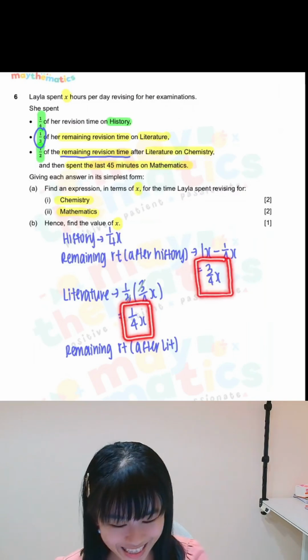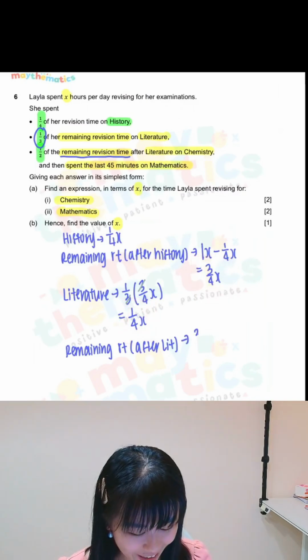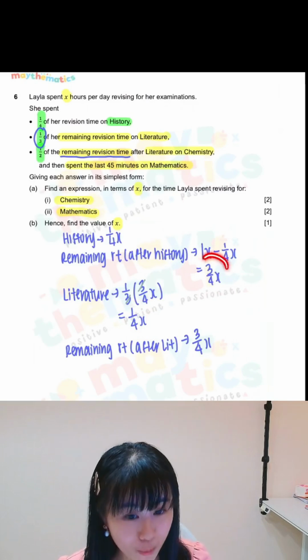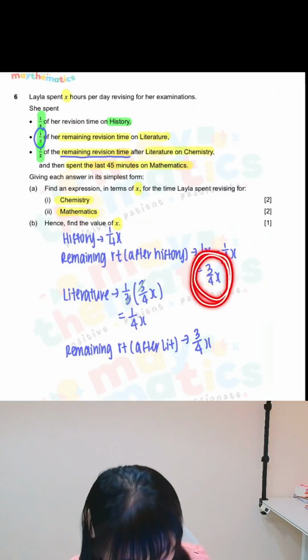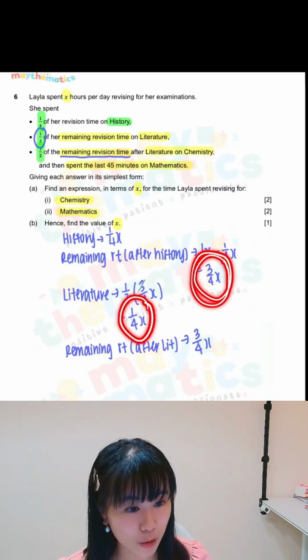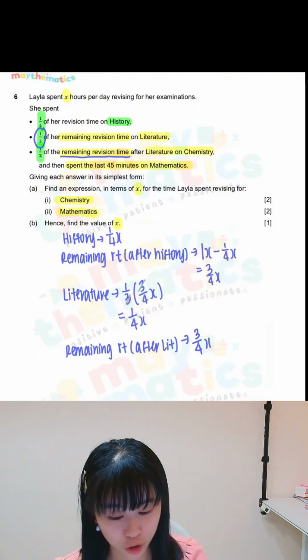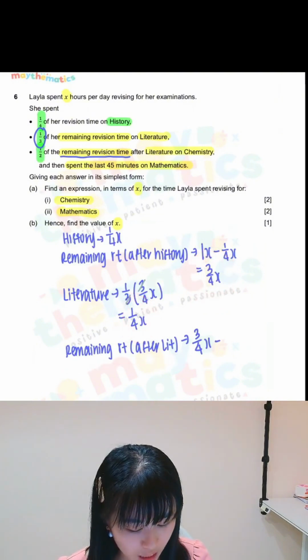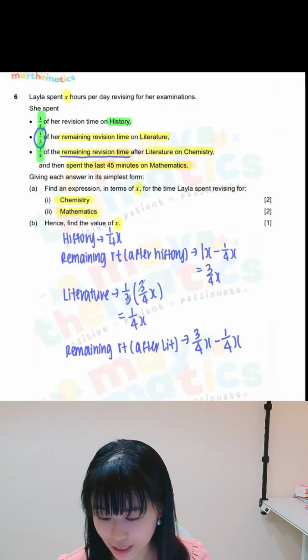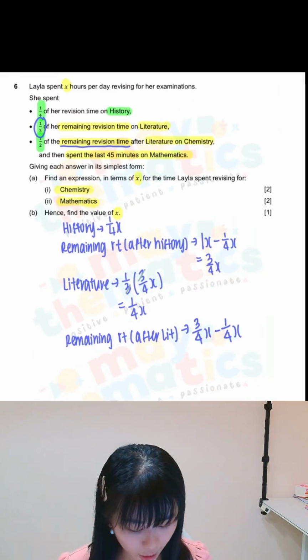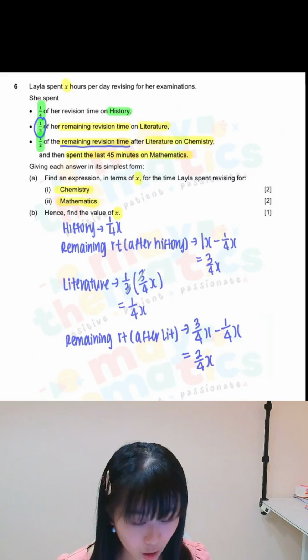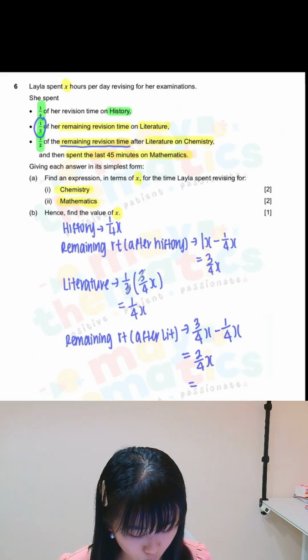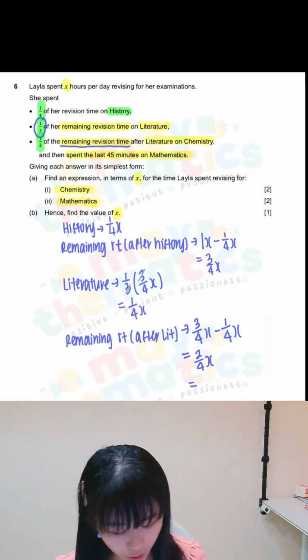Makes sense or not? You must continue from the remaining time here, whatever is left over, then you minus the time spent on literature, then you get the remaining time after the literature. So it's 3 out of 4x minus 1/4 x. Understand? That's how you get 2 out of 4x, which is not simplest form. You divide by 2 here, divide by 2 here, you will get half x.